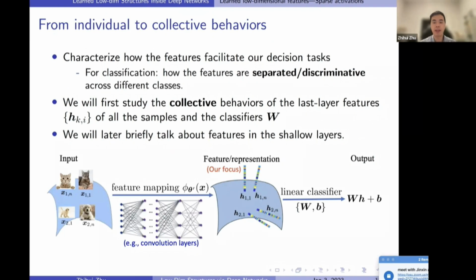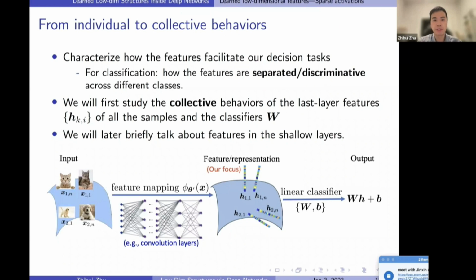Okay, so far we have talked about the sparse features for each input. We look at the features, then we say, okay, they have nice properties, like the sparsity. Now we try to characterize the features, or in particular, we want to say how the features learned in each layer will facilitate our decision tasks. So for classification problems, we want to know how the features are separated or discriminative across different classes.